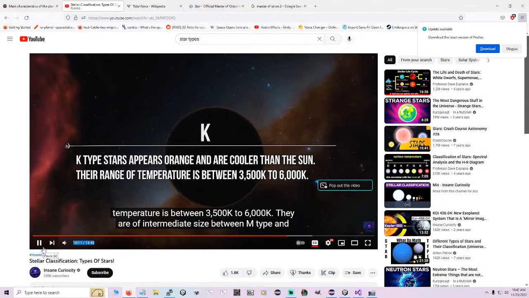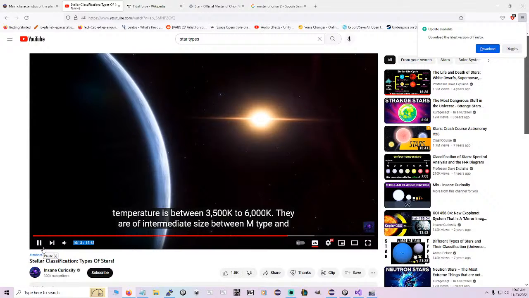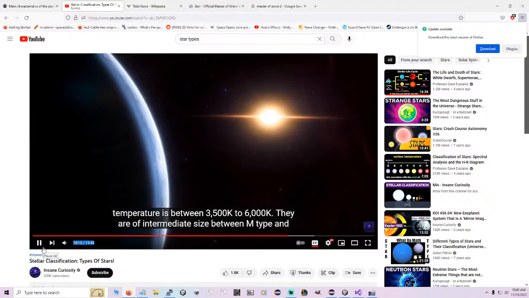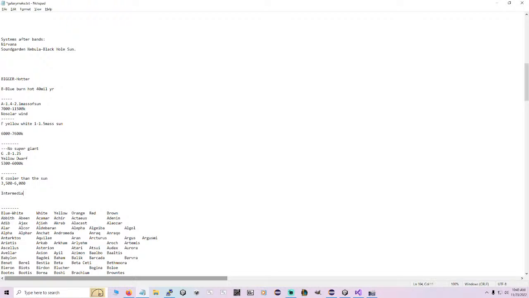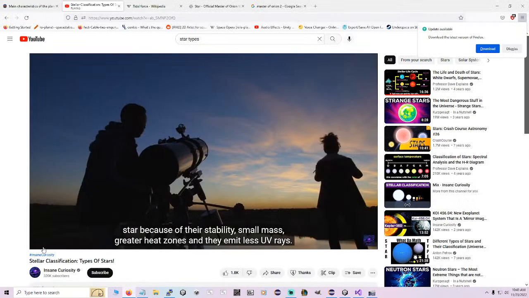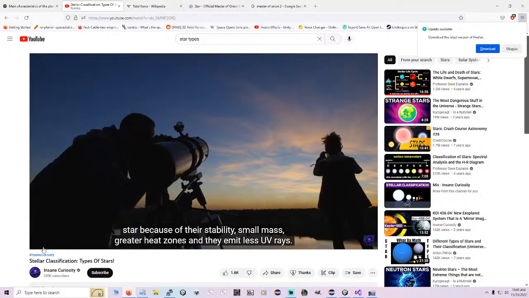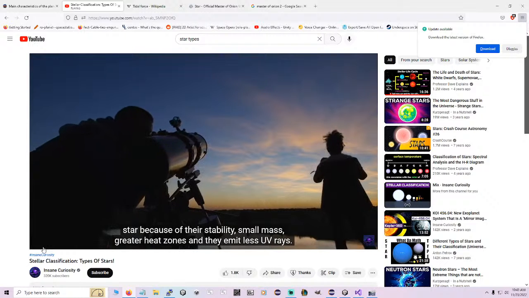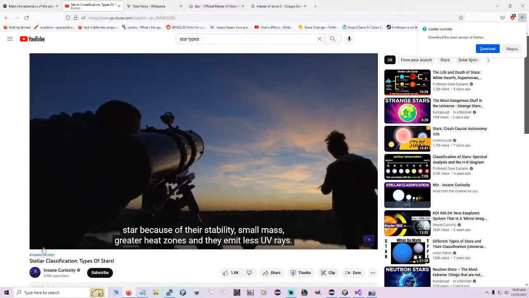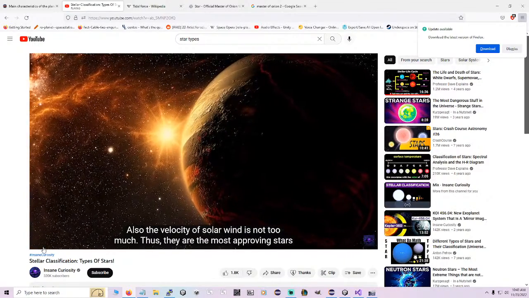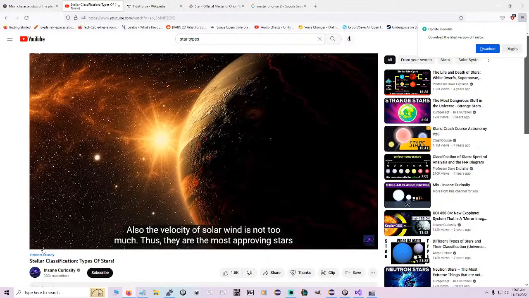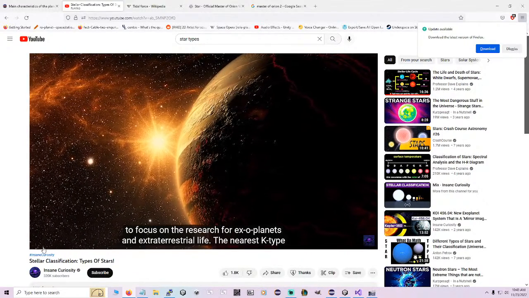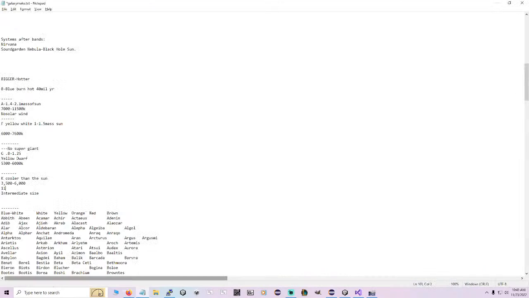to 6,000 Kelvin. They are of intermediate size between M-type and G-type. The key interest for astronomers is to research this type to find life, because of their stability, small mass, greater heat zones, and they emit less UV rays. Also, the velocity of solar wind is not too much. Thus, they are the most promising stars to focus on in the research for exoplanets and extraterrestrial life.